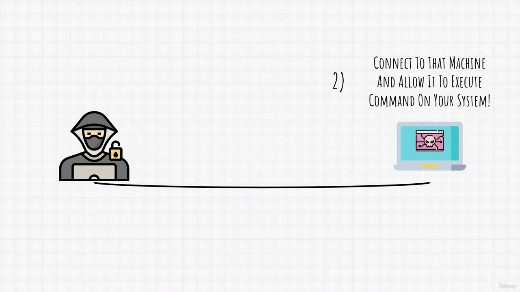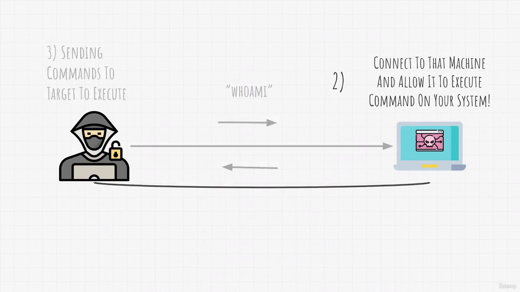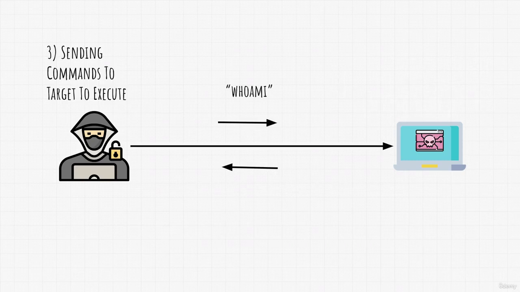And the third step is pretty easy. We just send the commands that we want our target to execute. We navigate through files, run other programs, and in return, the target sends us an output of the command that we executed. Picture it like using the target's terminal from our Kali Linux machine.